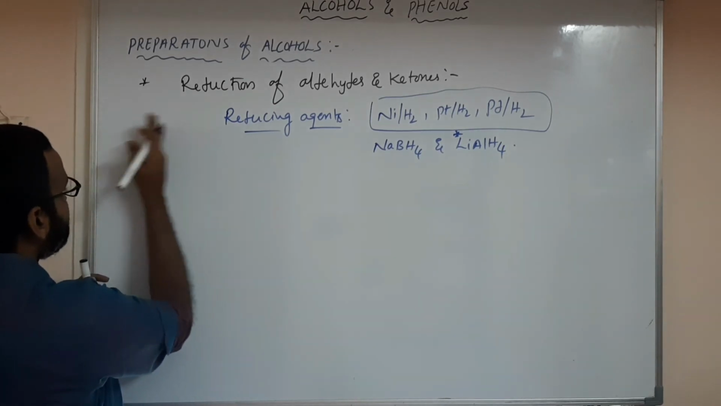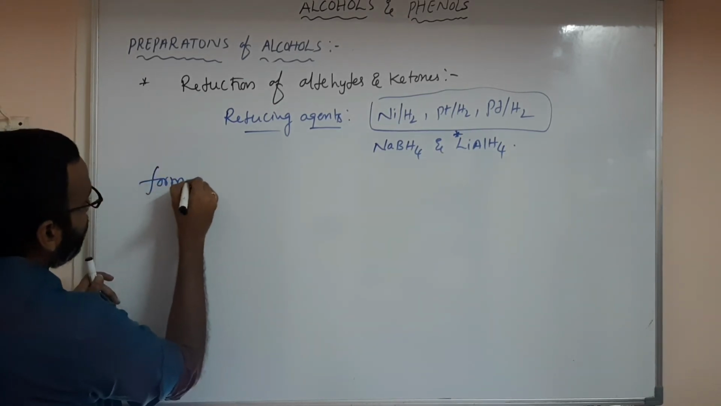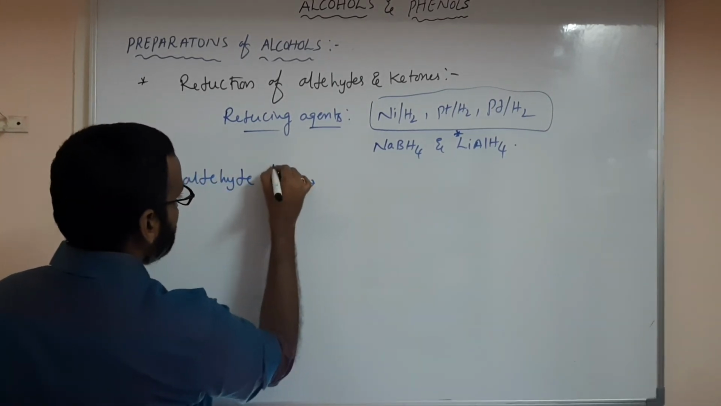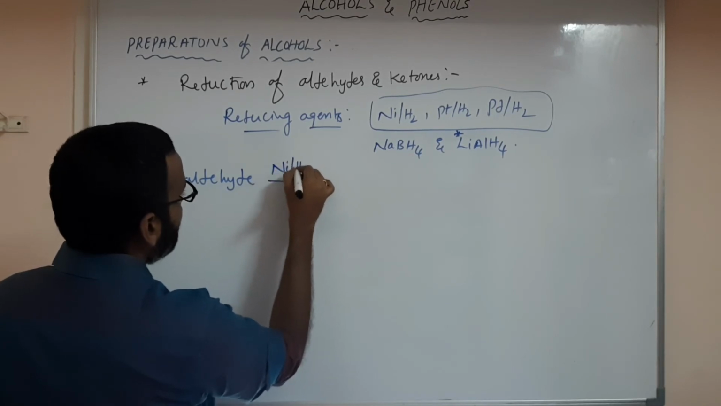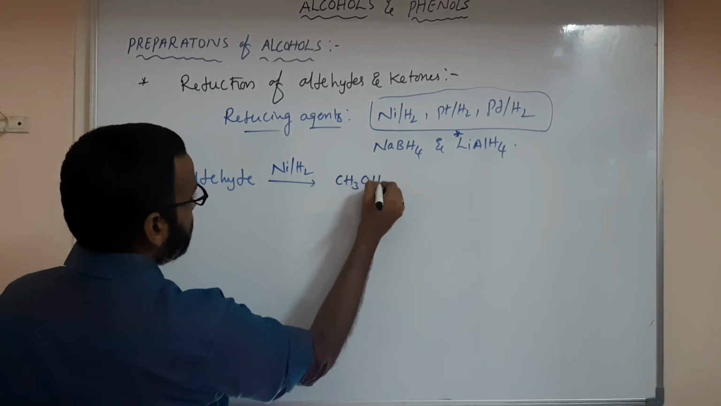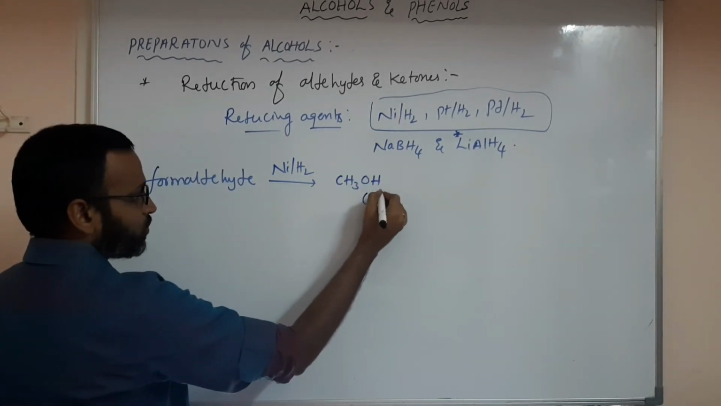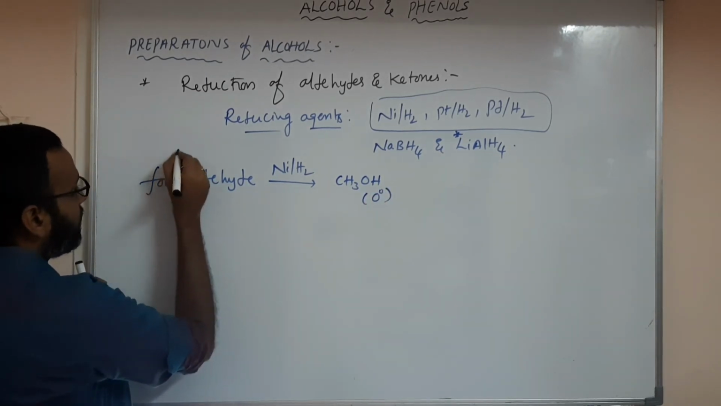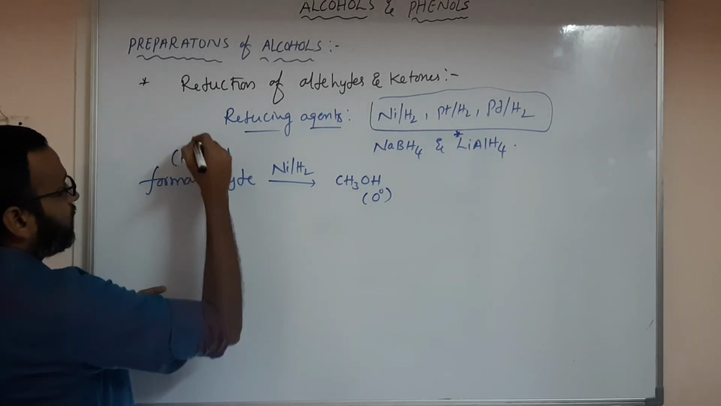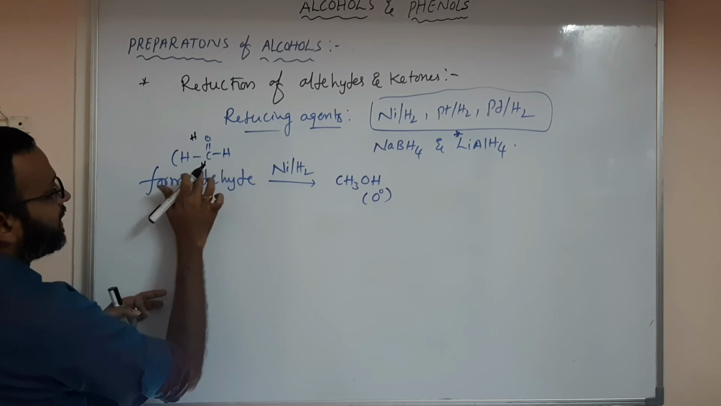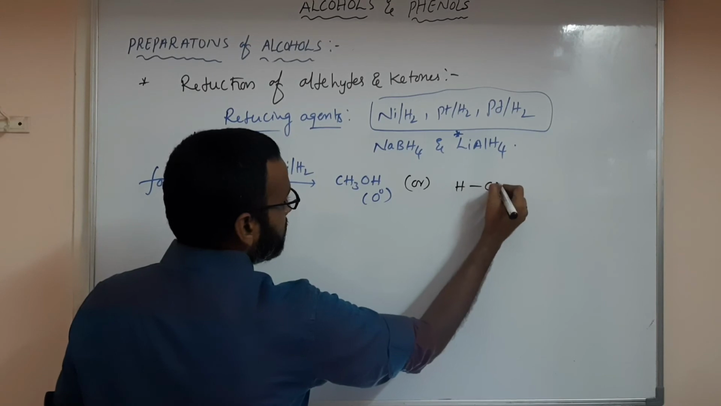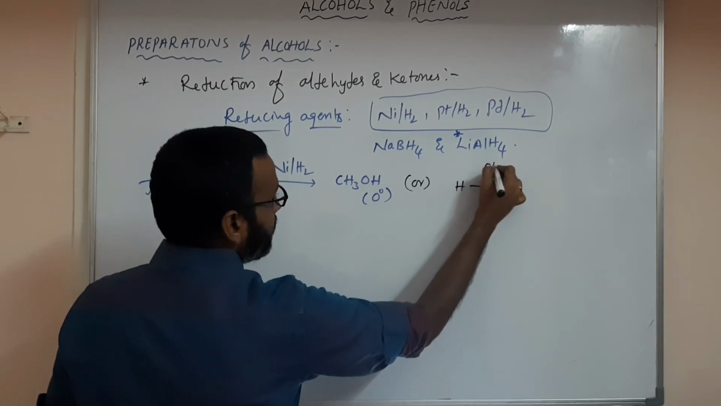Take formaldehyde. On reduction using nickel by H2 or something else, you will get methanol, CH3OH. Methanol means what? The simplest primary alcohol. Formaldehyde means what? H-C double bond O-H. On reduction, one hydrogen here and one hydrogen here gives CH3OH, or else you can write H, H and H and OH.